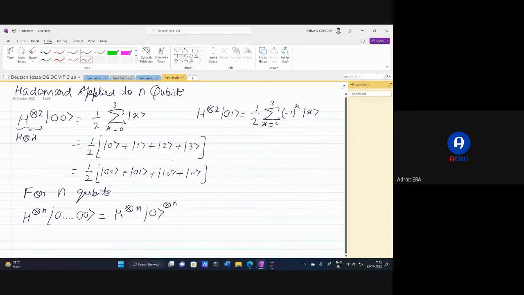And then what will be the result? The result which you get is 1 over root 2 to the n, summation x starts from 0 to 2 to the power n minus 1, ket x. Very similar, but replaced with 2 to the n. That's it. 2 to the n, as I explained just now, increases exponentially, right? 2 squared is 4 terms, then 2 cubed is 8 terms, 2 to the power 4 is 16, and so on.